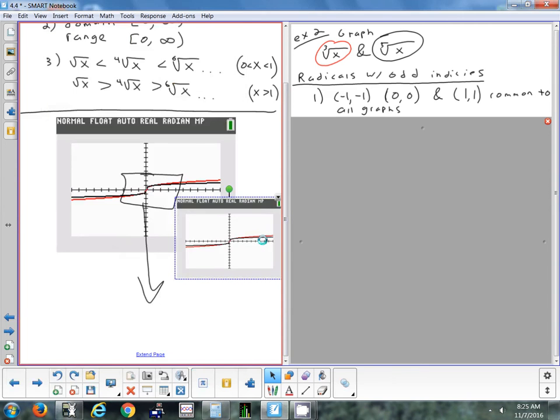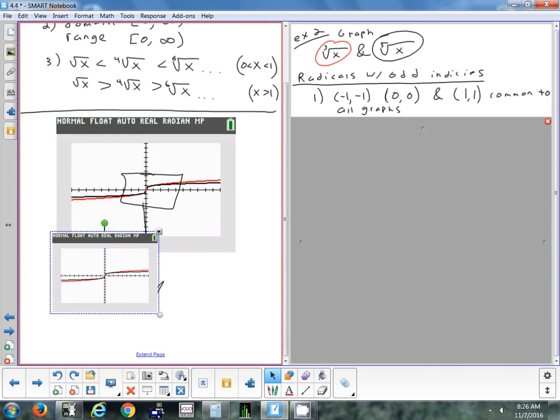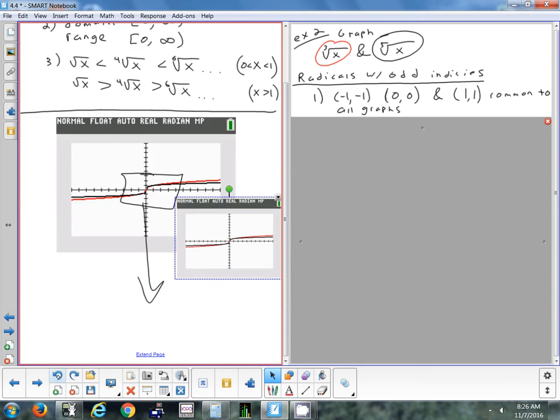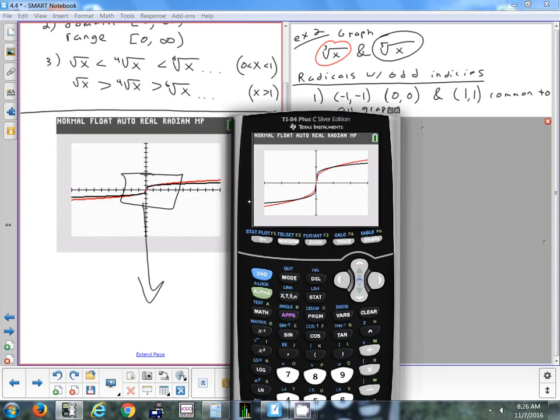All right, so let's take that. Oh, it's not going to let me grab it. So let's just look at it like that. When does it look like the black function is underneath the red one?